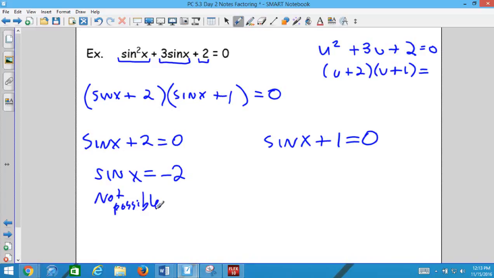So we're going to just throw that out. It's not useful. How about where is sine equal to negative 1? 3 pi over 2. Only at 3 pi over 2. So we only have one answer.